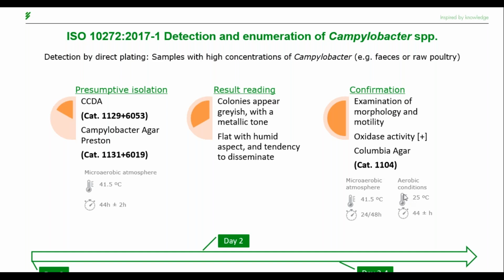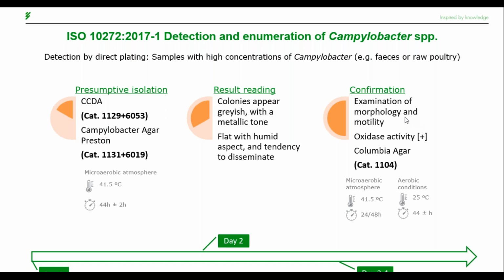One question is from Anel from Finland. She asked: are there any other selective media that I can use for Campylobacter isolation?